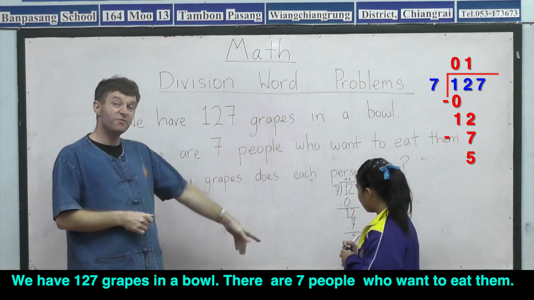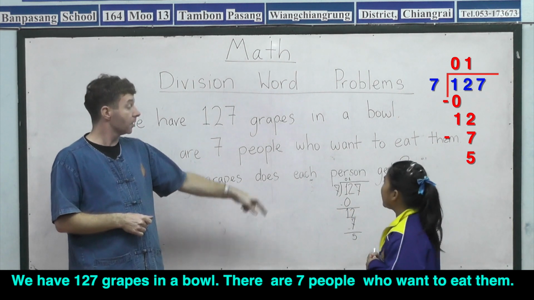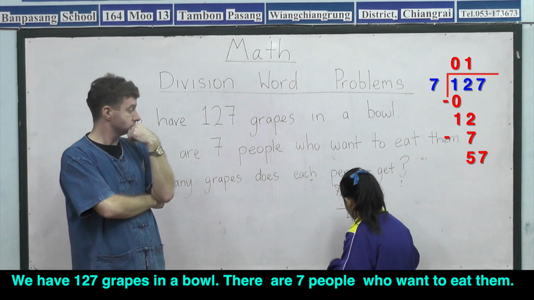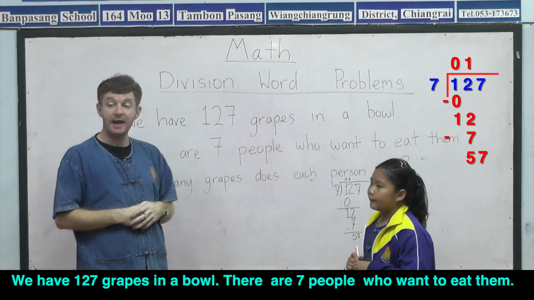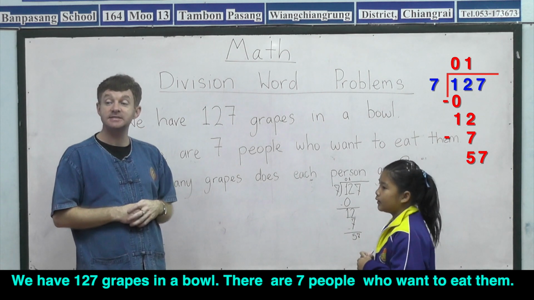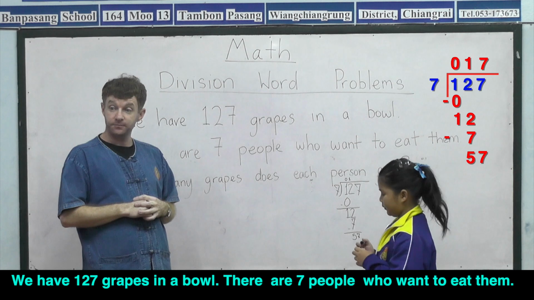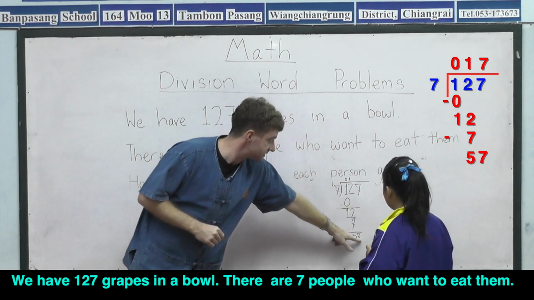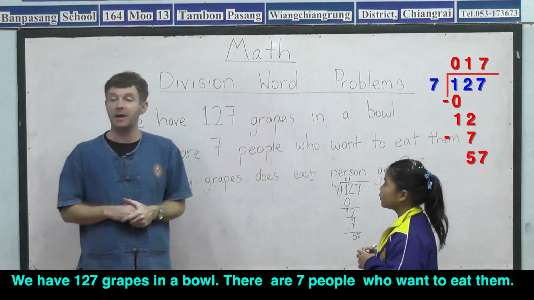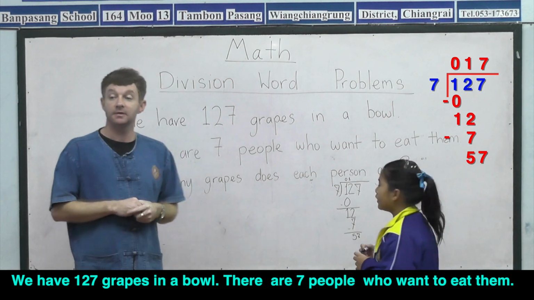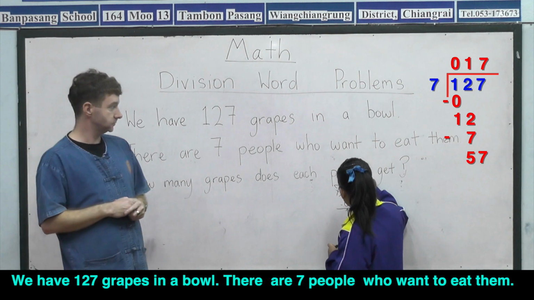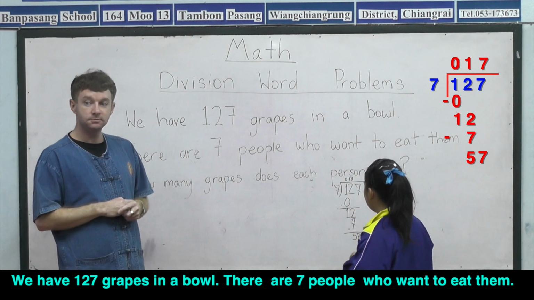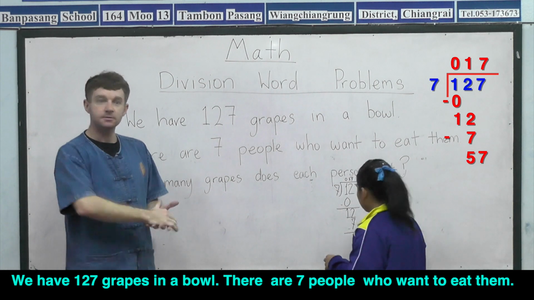Okay, so now we have 5. What's the next step? Bring down. Bring down what number? Bring down 7. Okay, so now we have 57. Okay, we have 57. So now 57 divided by 7 equals 7. Okay, 7 times 7 equals 56.